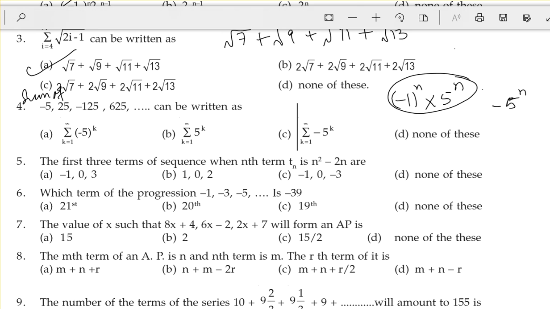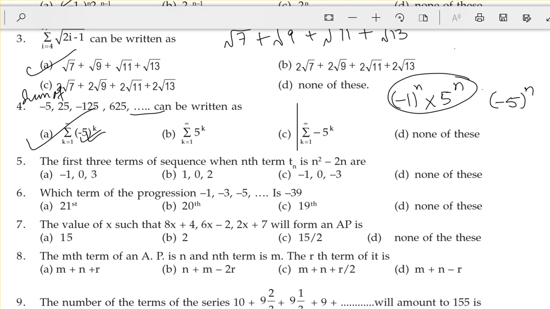Sum of this can be written as, you have already found Tn, so where you can see this, minus 5 to the power n. Minus 5 must be in bracket because n is over both. N power is over both minus 1 and 5 both. So minus 5 to the power n. So in which option you can see that? See here, minus 5 to the power k, you can call it k or you can call it n, you can call it i, whatever you wish. So k from 1 to infinity, because number of terms is not given, so option A is correct.